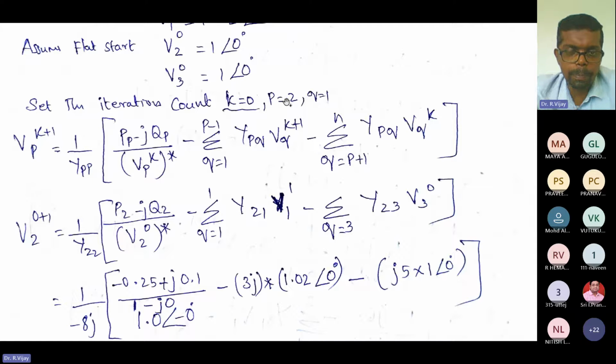Here p, that is the bus number, we are taking as 2. Sometimes the bus number will be 3, so here you need to take 3. So 3 minus 2, 2. So this you need to calculate 2 times, because here there is a summation.